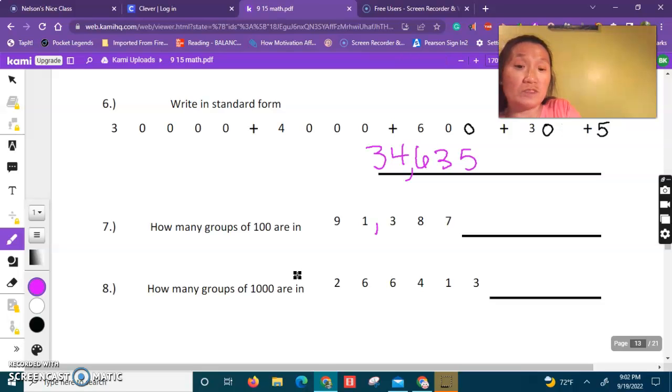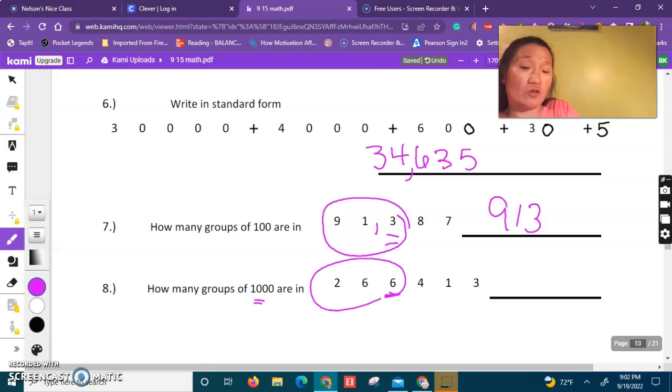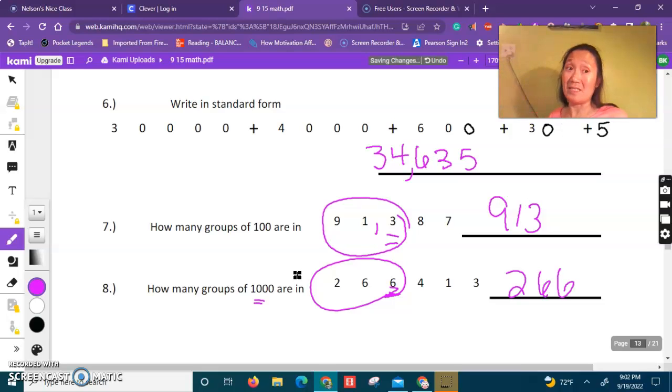Okay, how many groups of 100 are in this number? How many groups of 100? So we're going to go to the hundreds place and circle everything behind the 3. So you have 913 groups of 100. How many thousands are in here? So I'm going to go to the thousands place and circle everything in front of it. 266. That'll be everything.